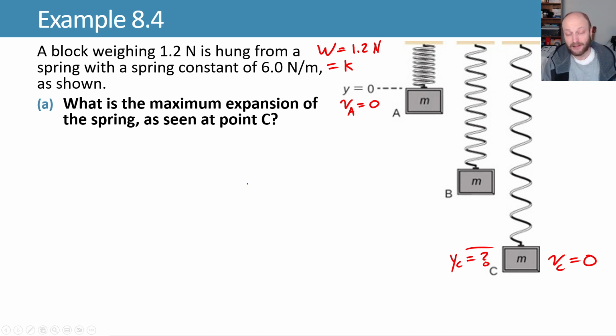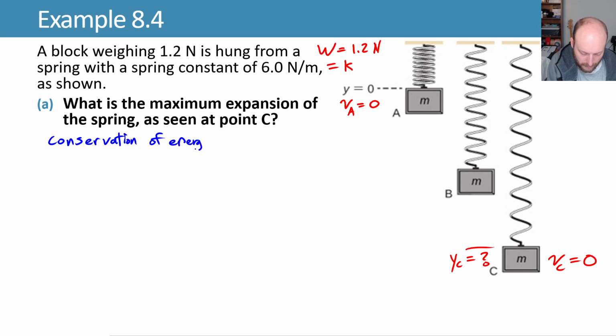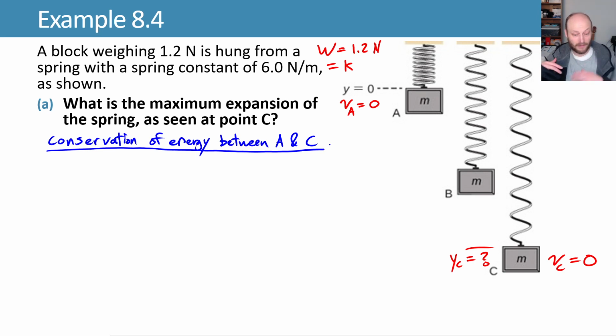Let's try writing a conservation of energy statement. I'll be explicit and label this as conservation of energy, and I'll even say between A and C. I recommend that you label where your principles and equations come from. You don't have to write out the full thing, but you can write something like "cons. of energy" or something.